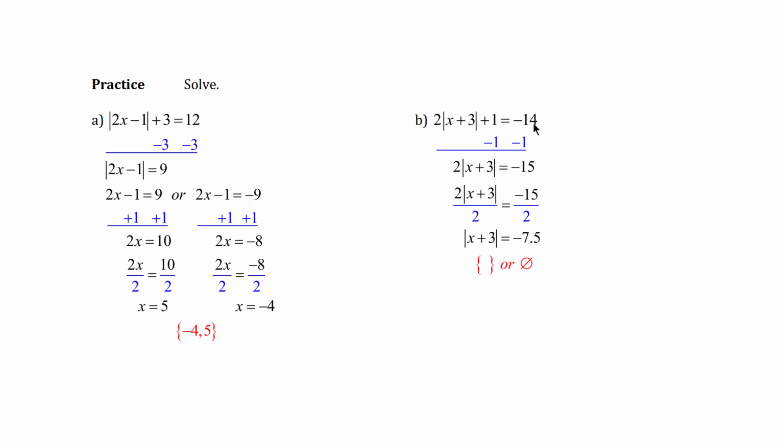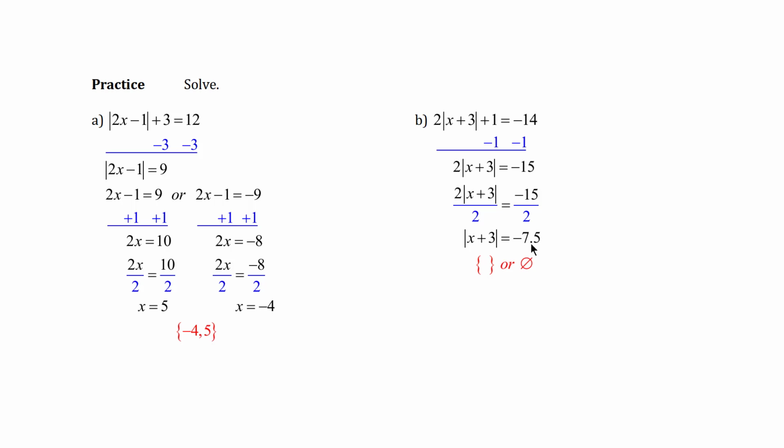On the right-hand side, the minus 14 and minus 1 combine together to give us minus 15. So we have 2 times the absolute value of x plus 3 equals negative 15. The next step is getting rid of the 2 in front of the absolute value. We just divide both sides by 2. We get 2 times the absolute value of x plus 3, all divided by 2, equals negative 15 divided by 2. Simplifying the left-hand side, it simplifies to the absolute value of x plus 3. On the right-hand side, negative 15 divided by 2 is negative 7.5.